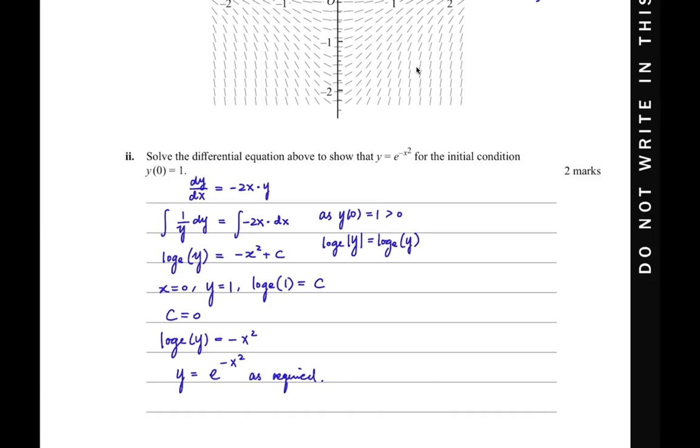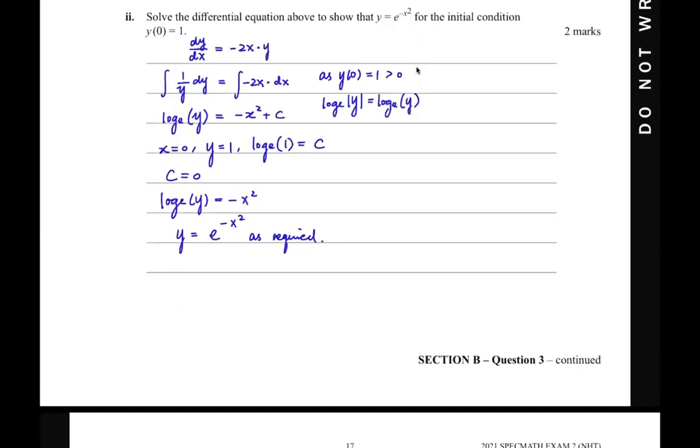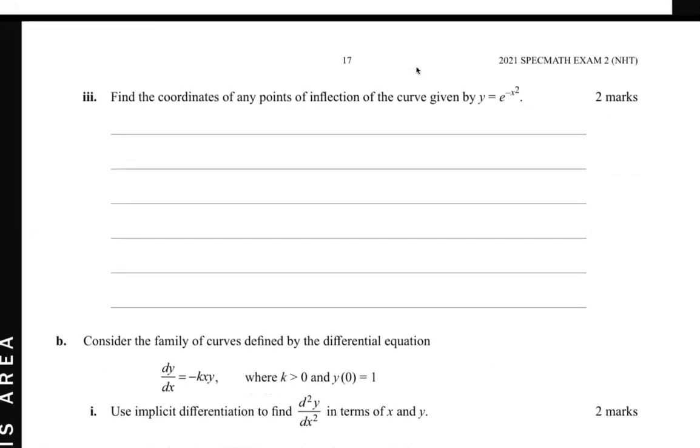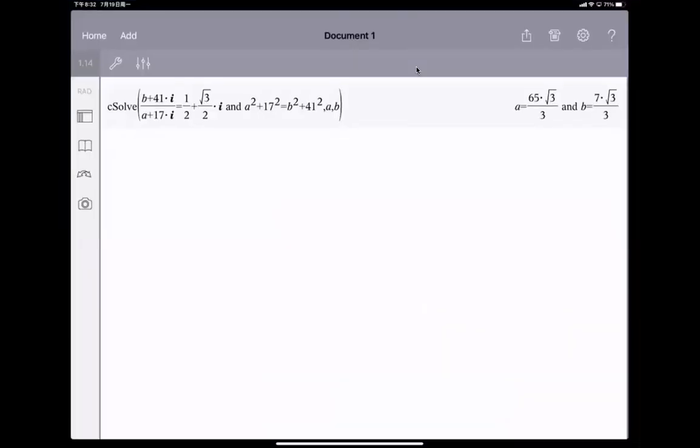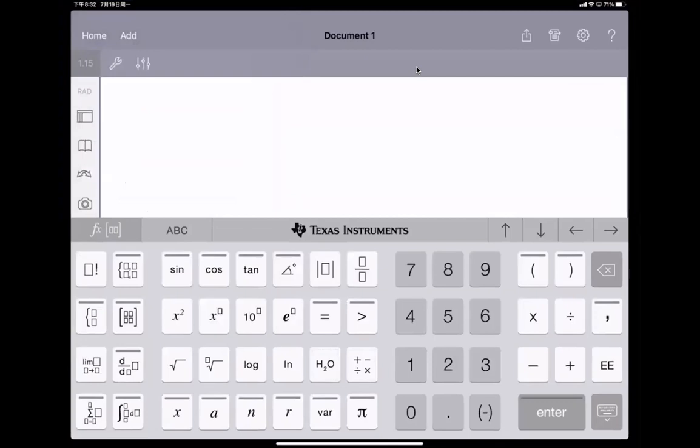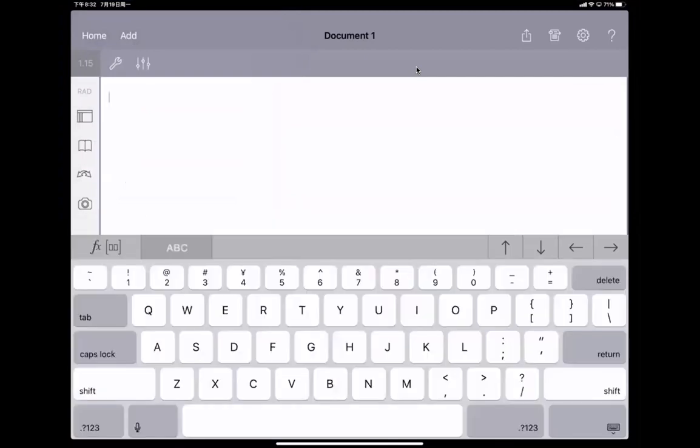Okay, that's how you solve the differential equation, pretty easy. Then you want to find the coordinates of any points of inflection of the curve, given by y equals e to the minus x squared. So let's find the second derivative. Maybe solve. Let's do it in this way.